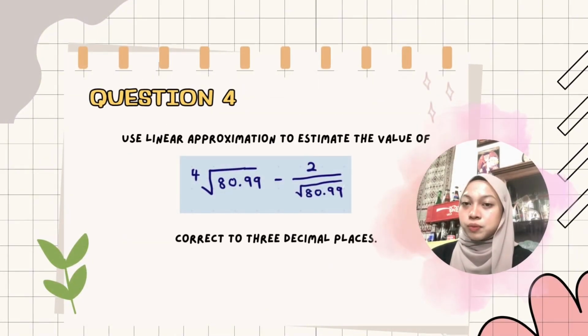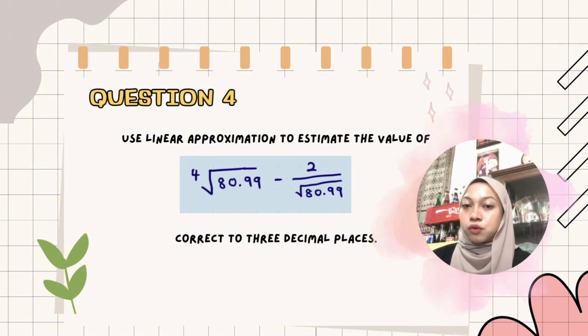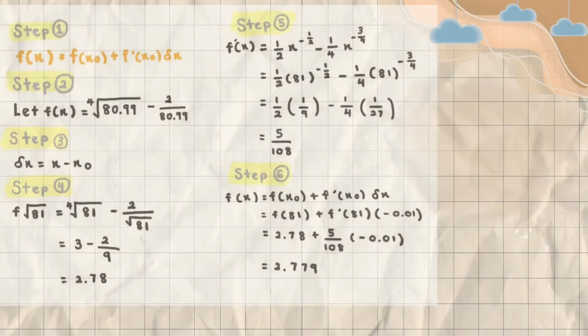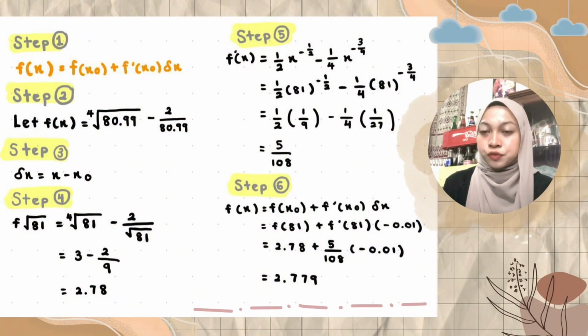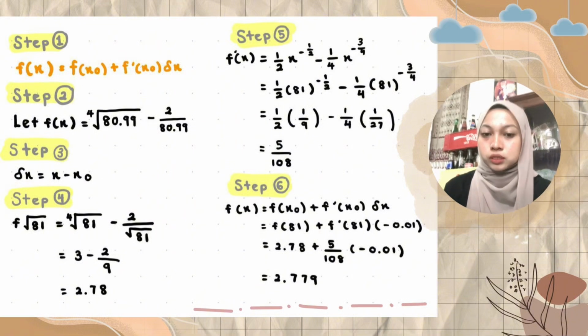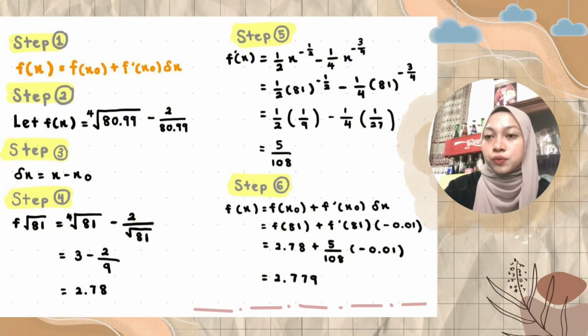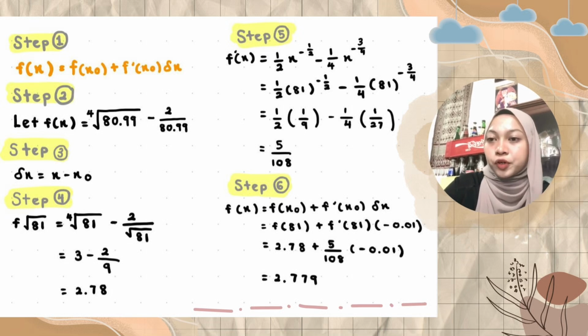Hello everyone, let's solve question 4 together. The question is: use linear approximation to estimate the value of the fourth root of 90.99 minus 2 over the square root of 90.99, correct to 3 decimal places. Now we move to solve the equation. For step 1, we need to recall the linear approximation formula. For the second step, let f(x) equal the fourth root of x minus 2 over the square root of x.